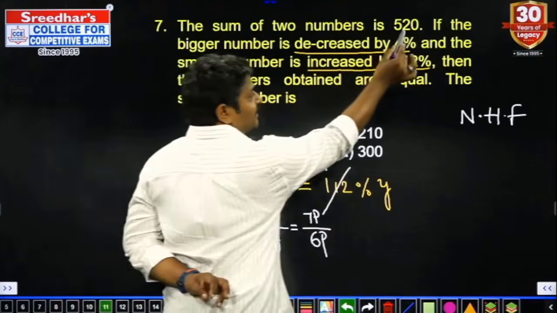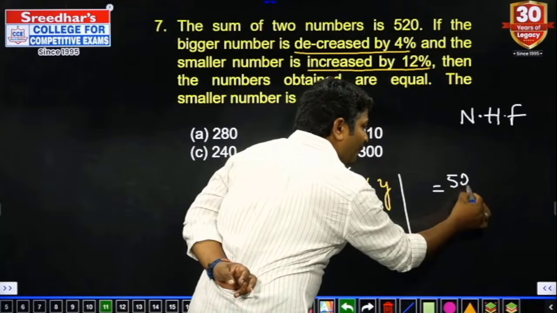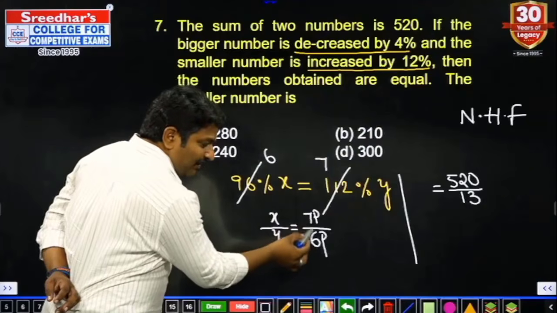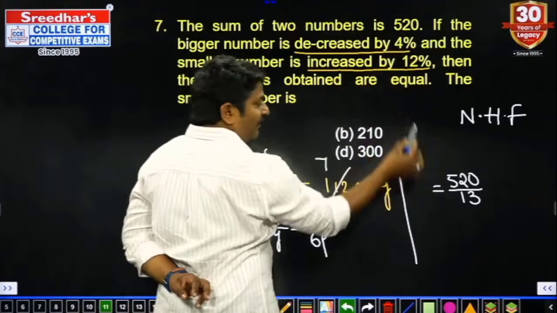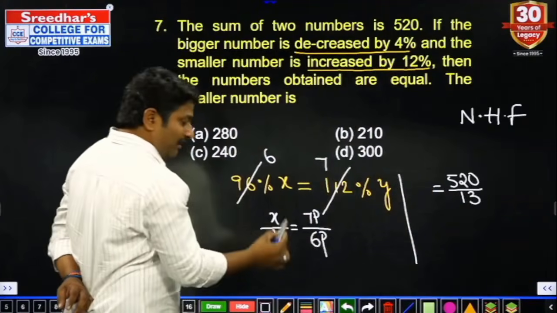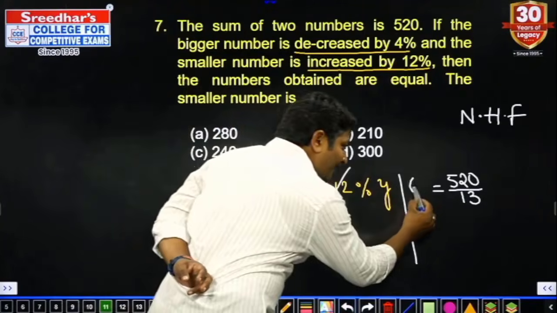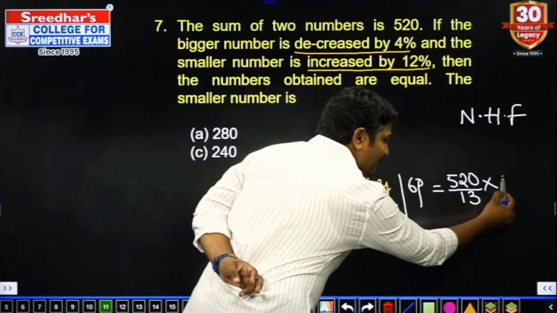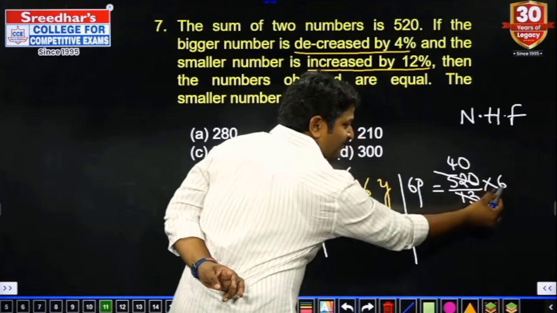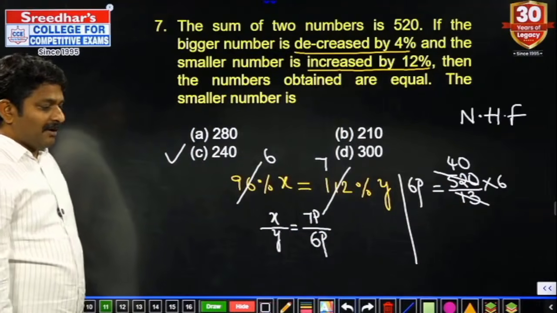Sum of numbers is 520. Then 1 part value is equal to 520 divided by 13. The question is to identify the smaller number, that is Y. Y is equal to 6 parts. We need 6 parts here. 520 divided by 13 is 40, so 6 into 40 is equal to 240. Option C.